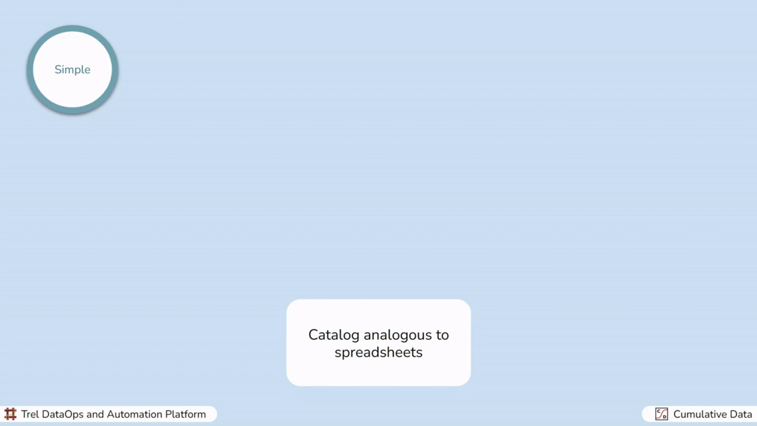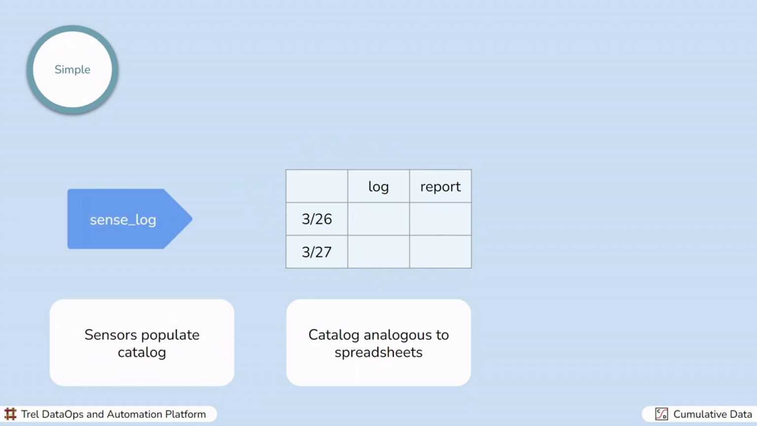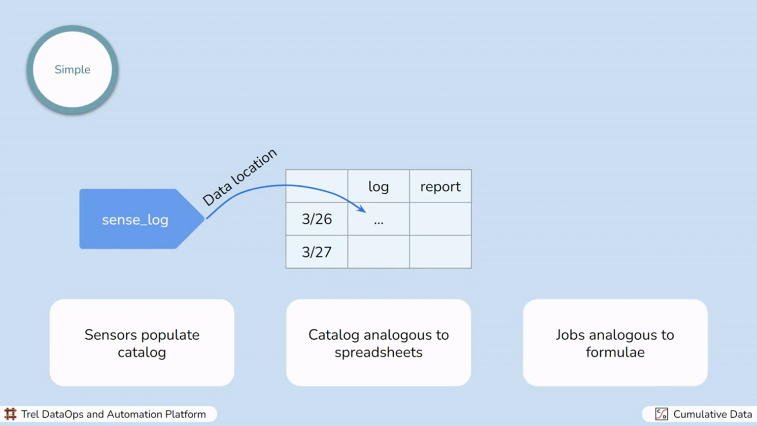Trel has a data catalog that organizes your data sets similar to how a spreadsheet organizes values. Trel sensors add data by inserting dataset paths into appropriate cells in their assigned column. Trel also introduces catalog-based dependency, a new way to express a job's requirements. Thanks to this, Trel jobs look like spreadsheet formulae, reading from columns to make new columns. Everyone is familiar with this abstraction. The data organization and automation remain simple and easy to understand, even as you scale.